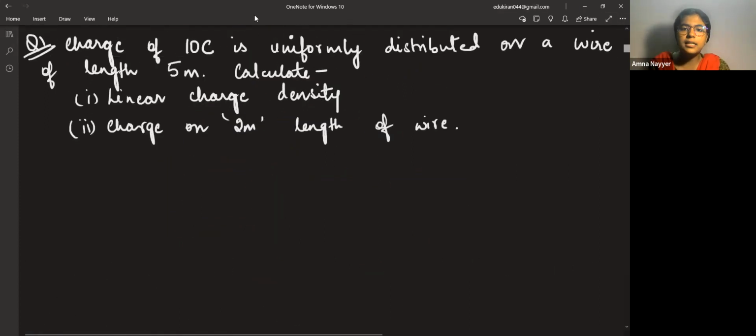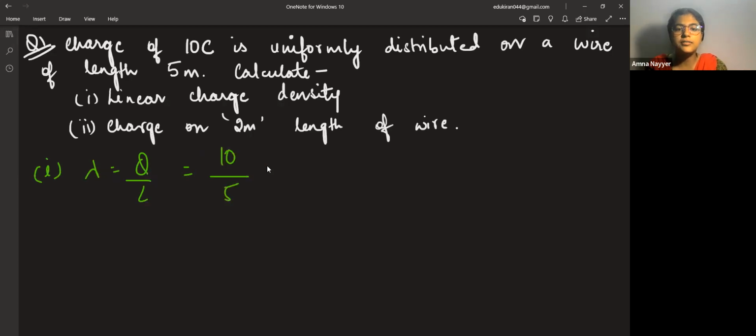Let's see basic questions from this. This is not difficult to understand. See, charge of 10 coulomb is uniformly distributed on a wire of length 5 meters. Calculate linear charge density. Linear charge density, lambda is charge per unit length. Charge is 10, this is 5, that becomes 2 coulomb per meter. Now charge on 2 meter length of wire.